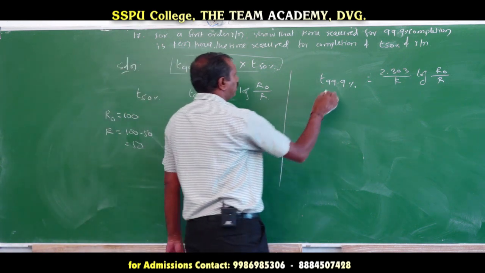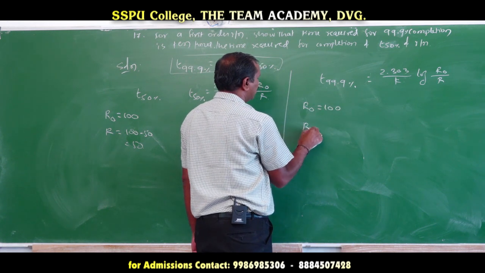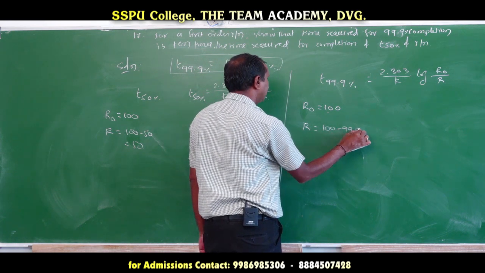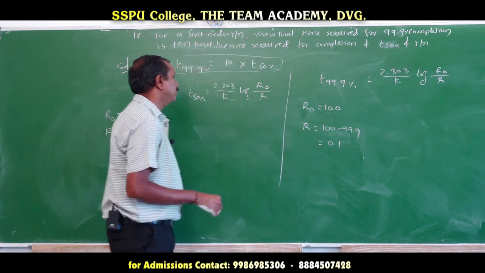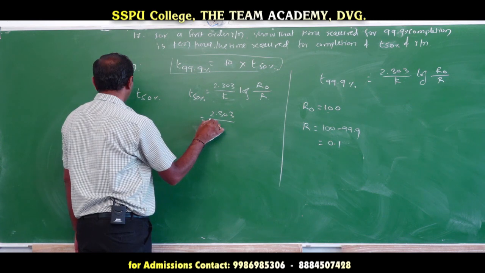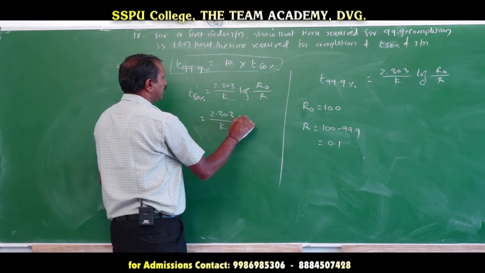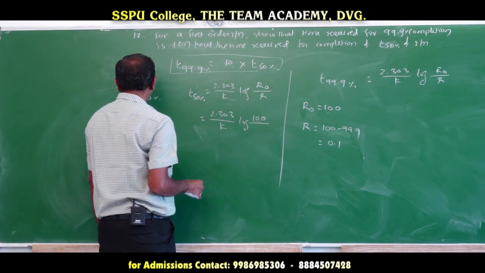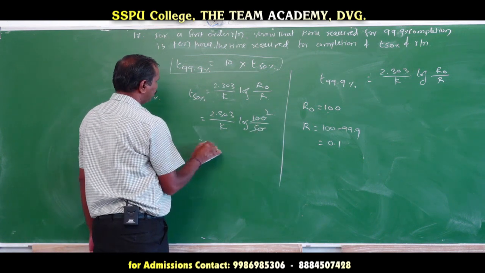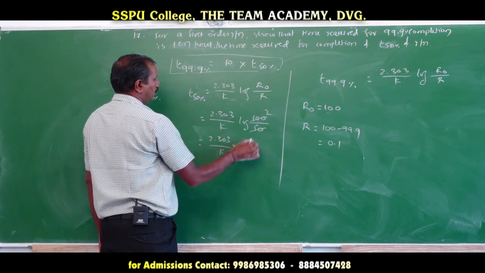Here, T 99.9% conversion means initial concentration is 100, left behind concentration R is 100 minus 99.9. Then we will substitute 2.303 by K. K values, have to keep it as it is. R naught is 100 by R. The value of R is 50. Log 2. 2.303 by K into log 2. Log 2 characteristic 0, 10 under 0, 3010.